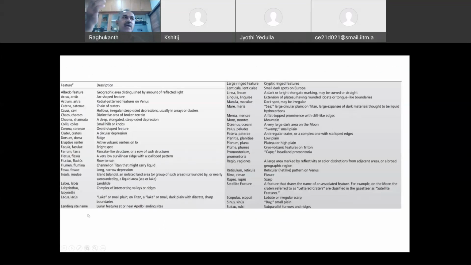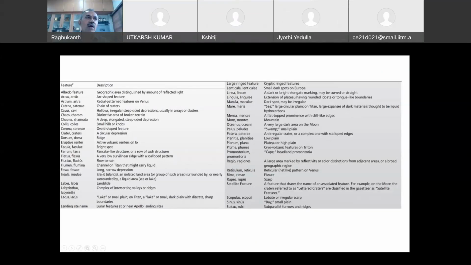Like in that paper I showed you long back on Mars, Cerberus Fossae. Fossae means a long, narrow depression. Then they have lapsus, which means a landslide. These are the names they use. Labyrinthus means a complex of intersecting valleys or ridges.